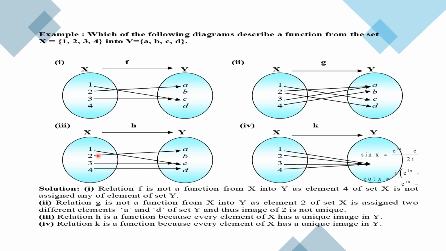Observe that 1 has an image, 2 has an image, 3 has an image. So this is a function because every element has an image and every element has a unique image. Observe that 1 has an image, 2 has an image; that is also a function. Every element has an image and it is unique. So that is a function.